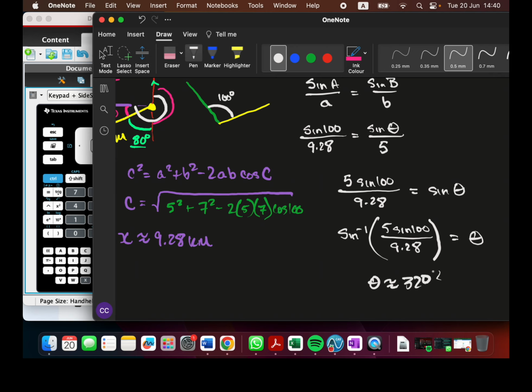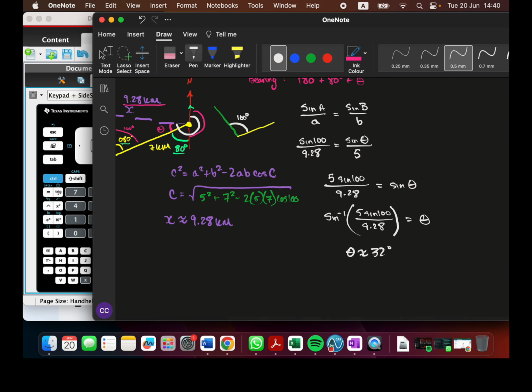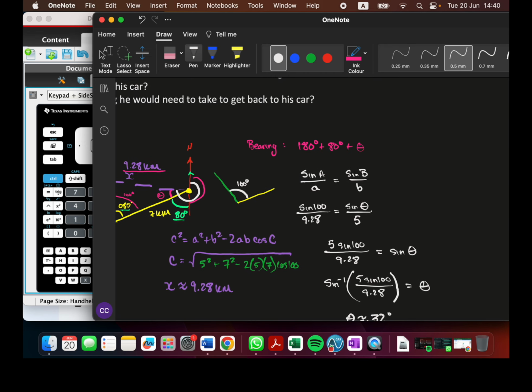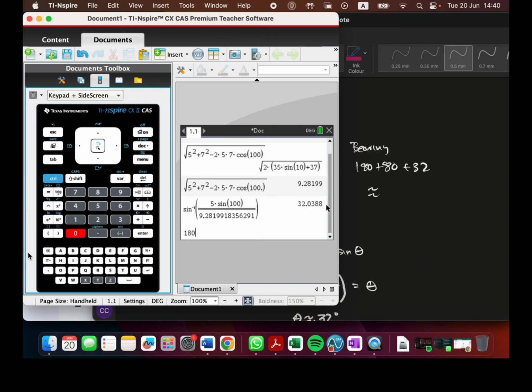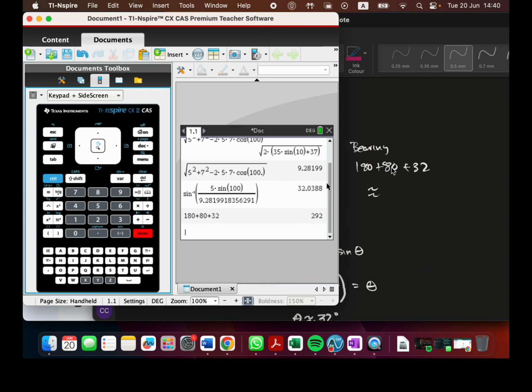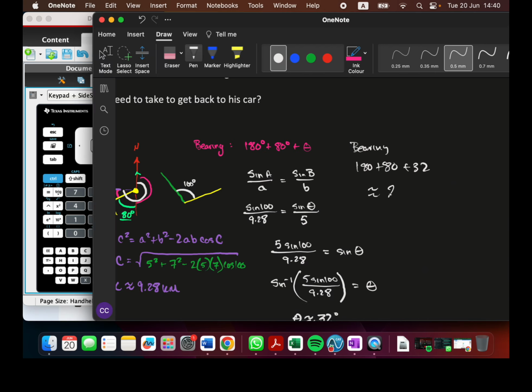Wow, that looks like 100, not a 32 degrees. So bringing this all together, my bearing is going to be 180 plus 80 plus 32, and that's going to be about, I'm way too lazy to do this by my brain, about 292 degrees.